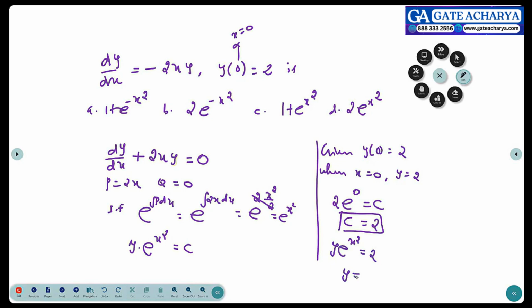Therefore, y is equal to 2 by e power x square. When you take e power x square to the numerator, then it is e power minus x square. So the answer y is equal to 2 times e power minus x square. B is correct. 2 times e power minus x square. That's a great question.